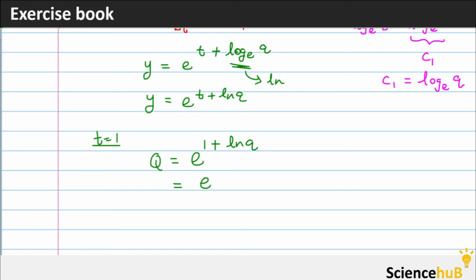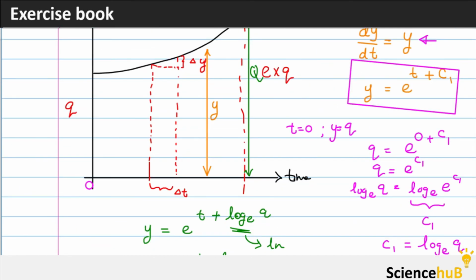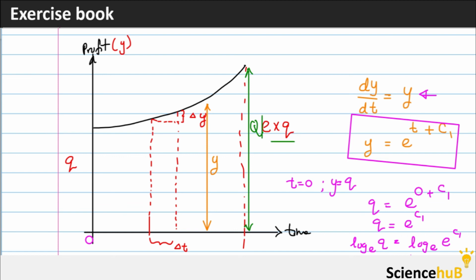We can write summation in the power as multiplication, and now it will become e into e to the power ln q. You know this quantity is just q. The value is now e times q, which is the same as what we have observed. See, it is the same as what we have observed.